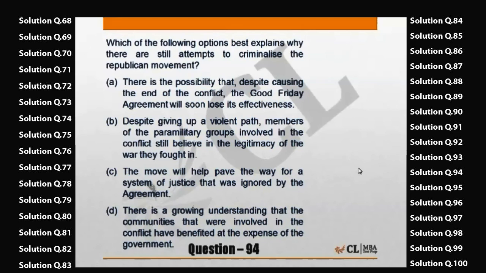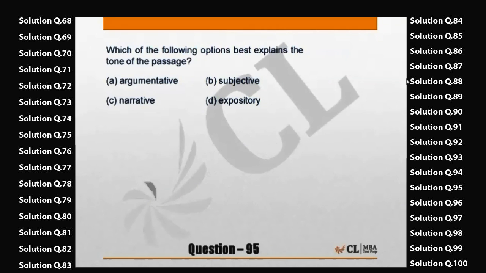Now, how can the other three options be ruled out? Option A speaks about the effectiveness of the agreement. This is something which is not mentioned in the passage at all. Option C is also ruled out since the passage does not state that this move will lead to justice or pave a way for a new system of justice. Option D speaks about the growing understanding between communities which were involved earlier in the conflict, and this is again information which is not there in the passage. This is why option B is the correct answer for question number 94, which brings us to question number 95.